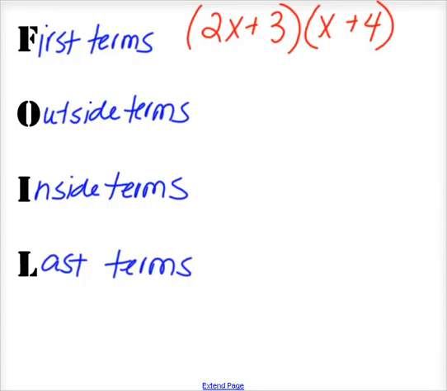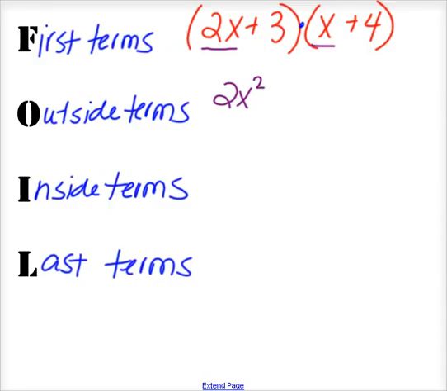Okay, here we're going to multiply. In the last example, I showed you the distributive method. Here's the FOIL method. First, I need to take my first terms. That would be the 2x and the x, the first terms in each binomial. Multiply them. 2x times x is 2x squared.